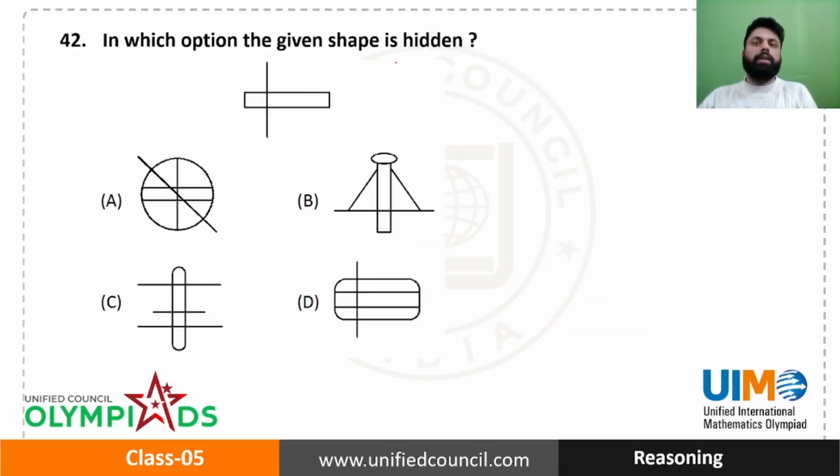Next one. In which option is the given shape hidden? So the given shape is hidden over here. Some students might also click this one, but this is the curved part, not the correct one. In this case, this is not available. D option is the correct answer.